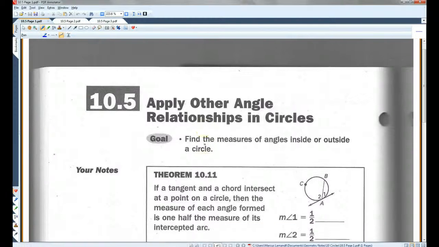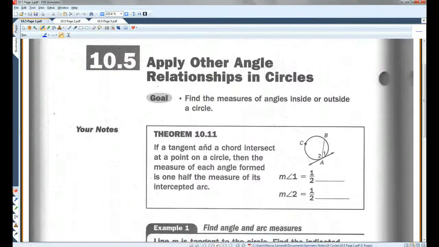Alright, 10.5. Apply other angle relationships in circles. Theorem 10.11 says if a tangent and a chord intersect at a point on a circle, then the measure of each angle formed is 1/2 the measure of its intercepted arc. So, if you look over here, this angle is going to be 1/2 the arc that it intercepts, so 1/2 the measure of arc AB. And this one will be 1/2 the measure of arc ACB.